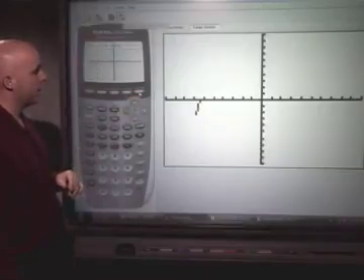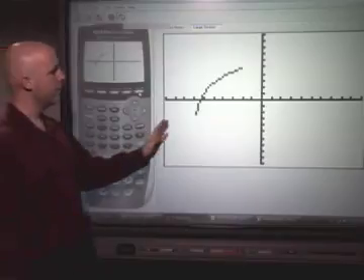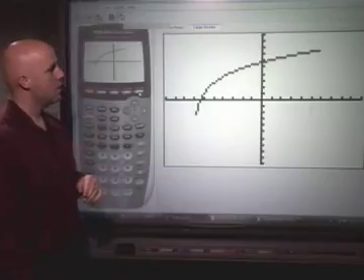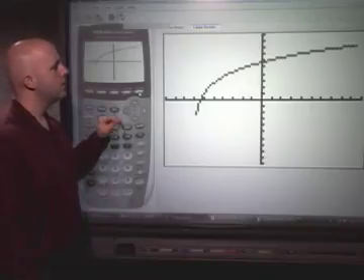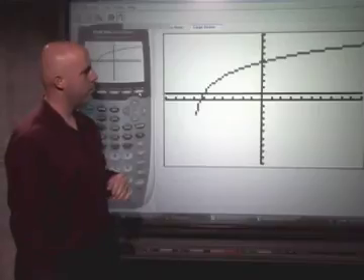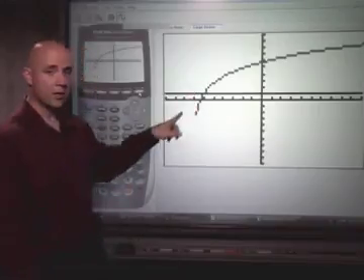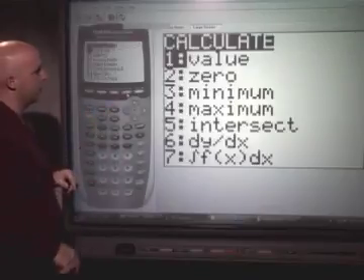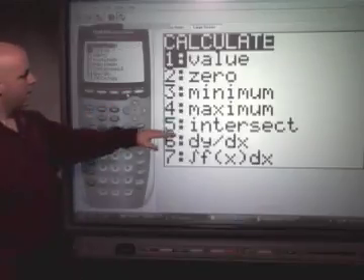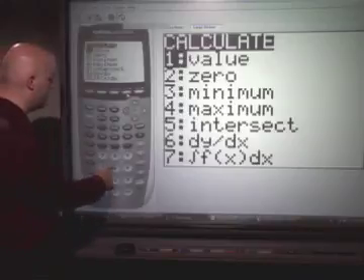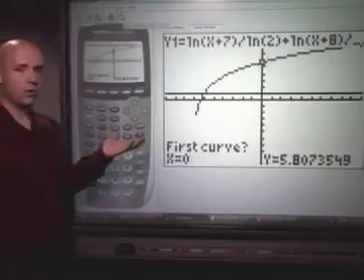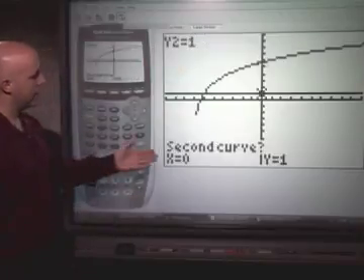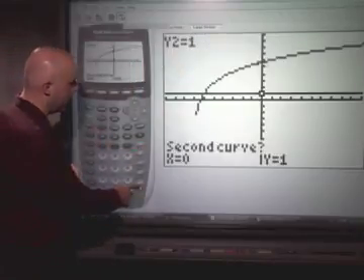Let's take a look at that graph on our standard window. So here we have the graph of the left side of our equation. And there's the graph of the right side. We're looking for the intersection point of the two graphs. So we'll go to our calc menu, second and the trace key again to get to the calc menu. Pick option 5 for intersect. We get our usual 3 questions. The first curve is y1, so we'll just hit enter. Our second curve is y2, so we'll hit enter again.